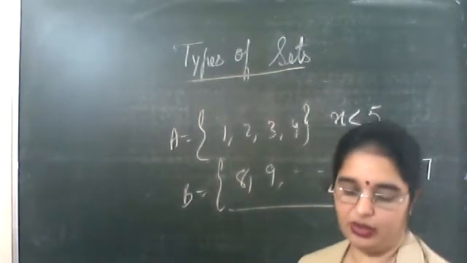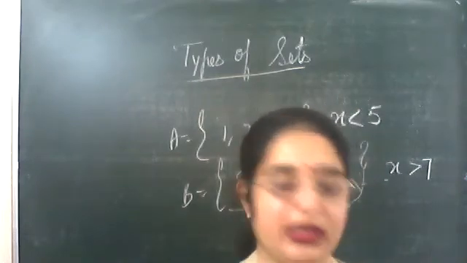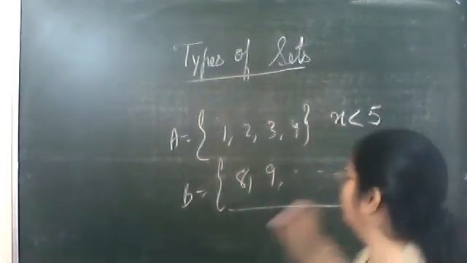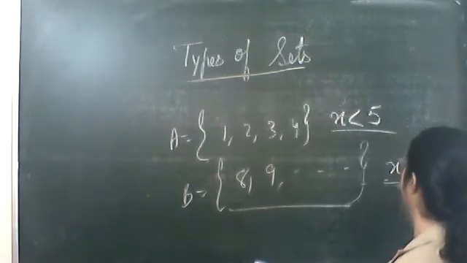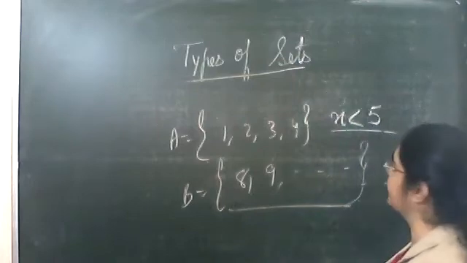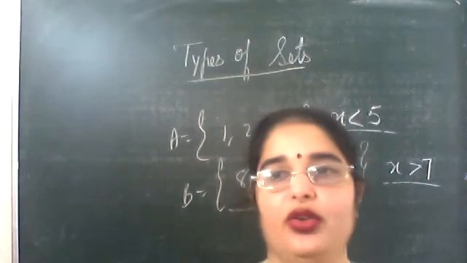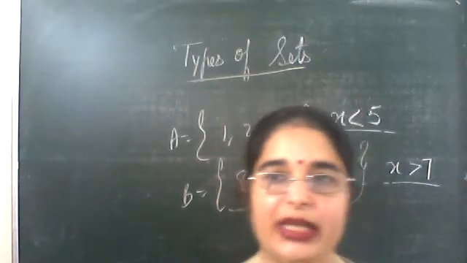Clear? So x is a natural number. Is anyone having any problem in this question? Because this is important. We have two conditions. Are there any elements when x is less than 5 and x greater than 7? No, there are no elements. Clear?